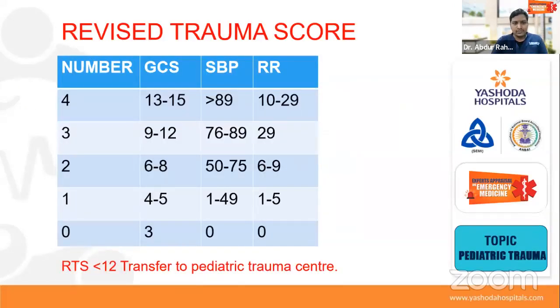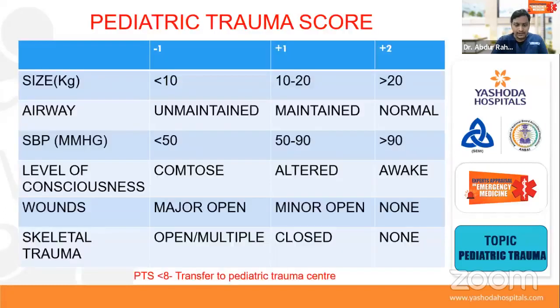This is the revised trauma score. Here, the variables considered are GCS, systolic blood pressure, and respiratory rate. If the revised trauma score is less than 12, then consider transfer to a pediatric trauma center, because the mortality will be high if the revised trauma score is less than 12.